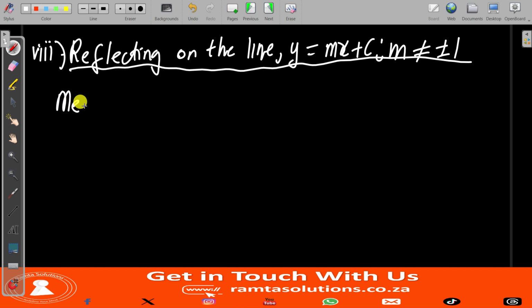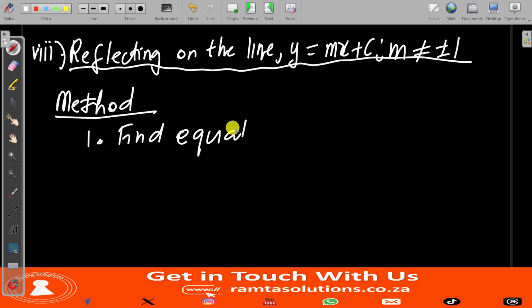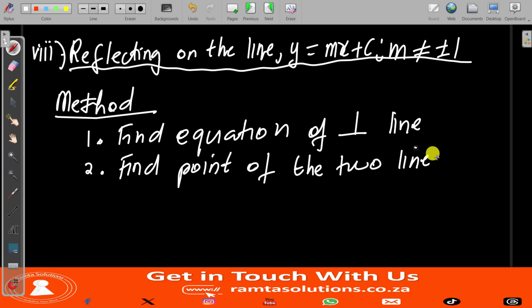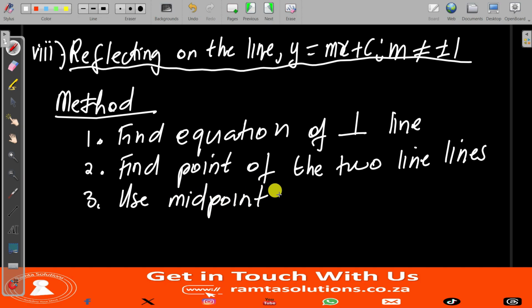So the method here: 1, find the equation of the perpendicular line. 2, find the point of intersection of the two lines. 3, use the midpoint to find the image.